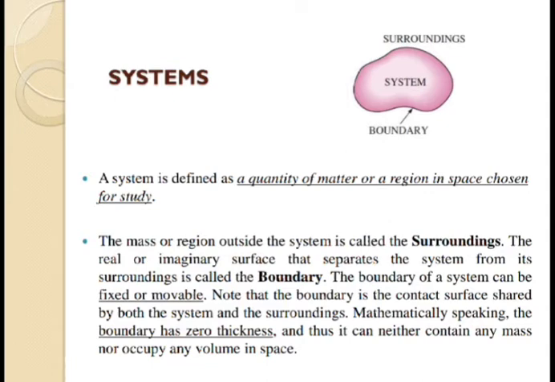The first topic in the basic concepts of thermodynamics is the system. A system is defined as a quantity of matter or a region in space chosen for study. Everything outside the system is called the surroundings, and the boundary separates the system and surroundings. Although a thin boundary contains mass and volume, to ease our study in thermodynamics, we generally consider that the boundary has zero thickness and does not occupy any volume in space.